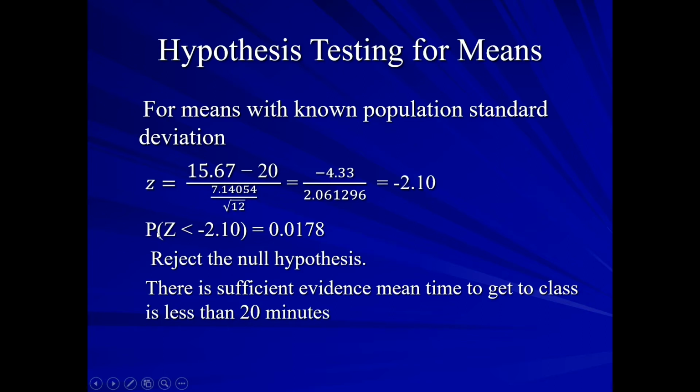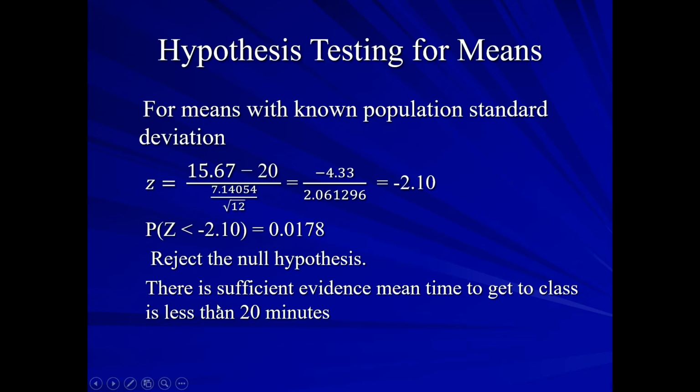And so we want the probability z is less than negative 2.10. Remember, our alternative hypothesis was that the mean was less than 20. And so we need a lower tail test. Probability z is less than negative 2.10, and that is 0.0178. But recall, our alpha was 0.02. This p-value is smaller than 0.02, and so we will reject the null hypothesis. And in this case, we'll say there is sufficient evidence mean time to get to class is less than 20 minutes.